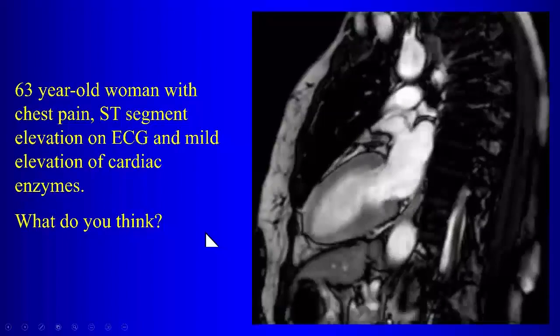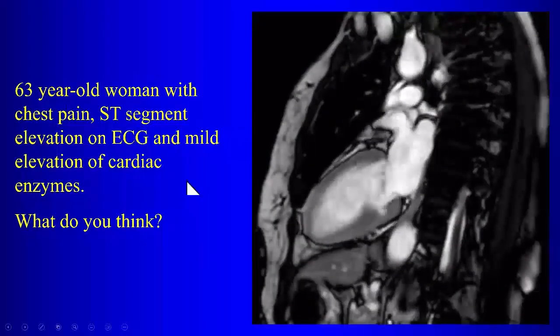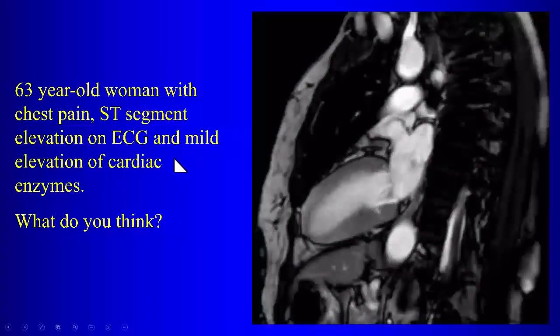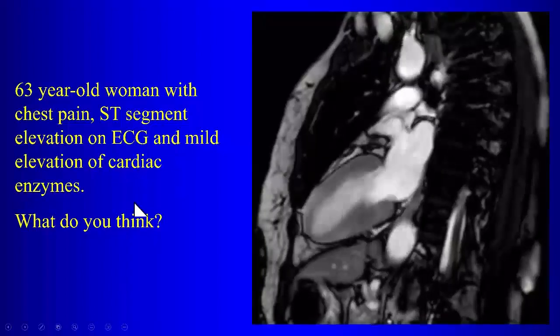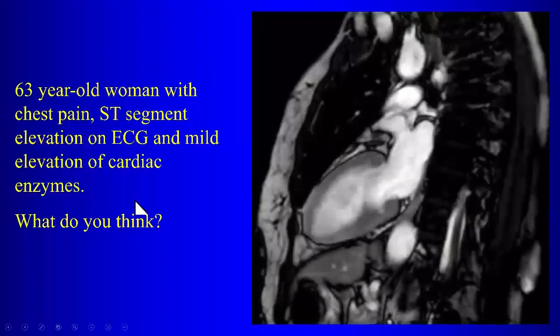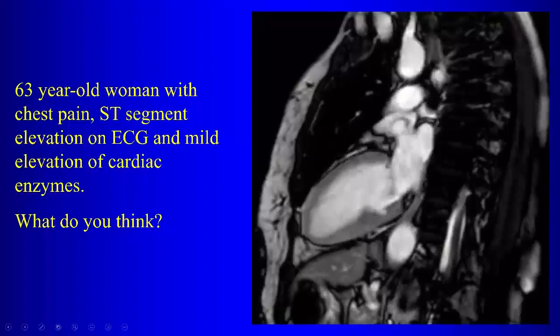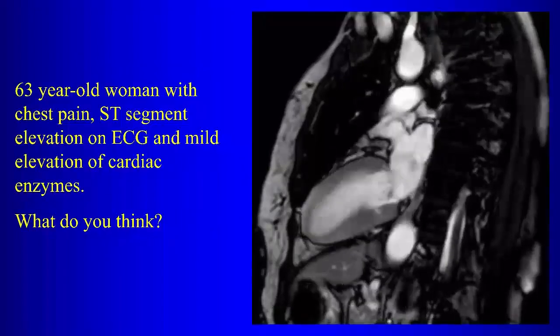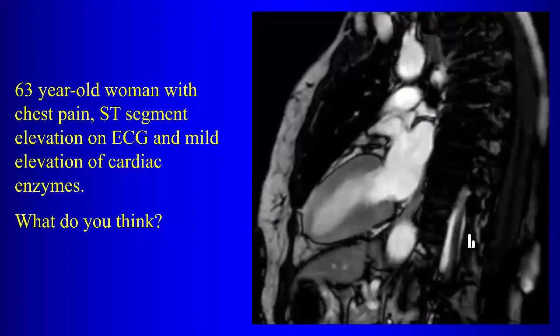Okay? All right, so over at Beth Israel, this is a 63-year-old woman with chest pain, ST segment elevation, abnormal ECG, elevated cardiac enzymes. The first thing that comes to your mind is what? With that history, what's the first thing you're going to think about? What are you going to think about? I can't hear you. Sure, myocardial infarction.